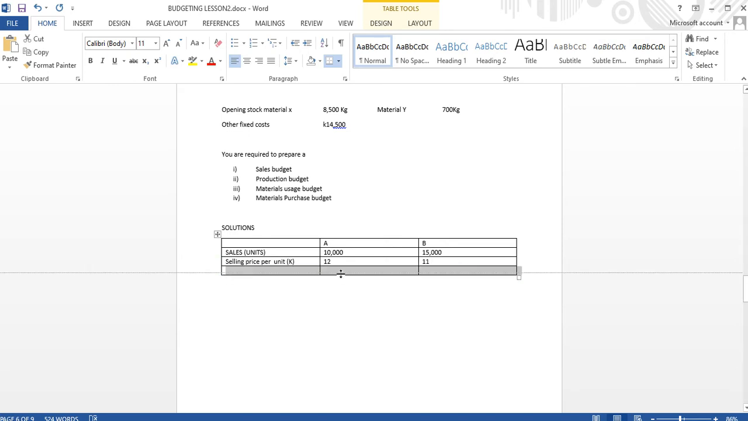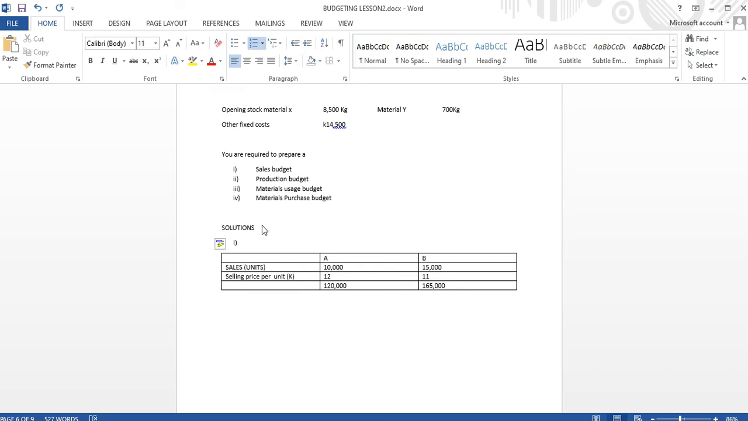Multiply. So 10,000 times 12, we get 120,000. 15,000 times 11, we get 165,000. So that's the revenue we will get from selling these units. All right, so we are done with our sales budget. Very easy to make. We go to part B. We have to make our production budget. How many units we intend to produce?